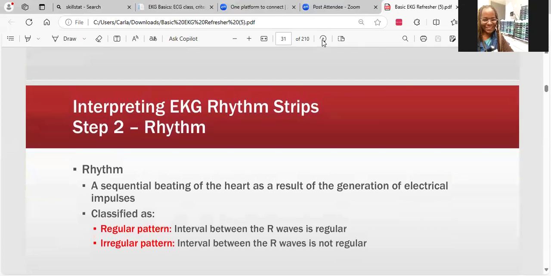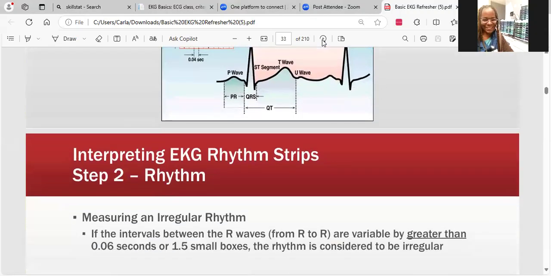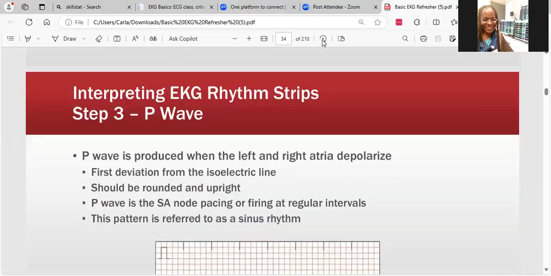Next, we're going to determine if our rhythm is regular or irregular. Regular means the intervals from R to R are regular, they're evenly spaced. Irregular means the R to R is not regular. So, we're going to take a look at some of those rhythms and determining.